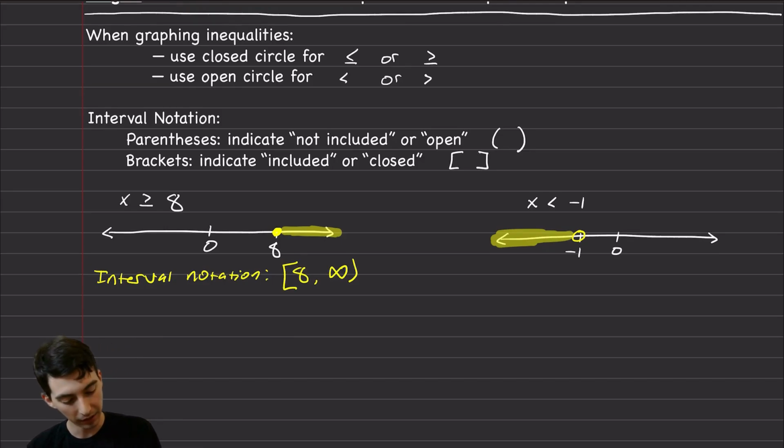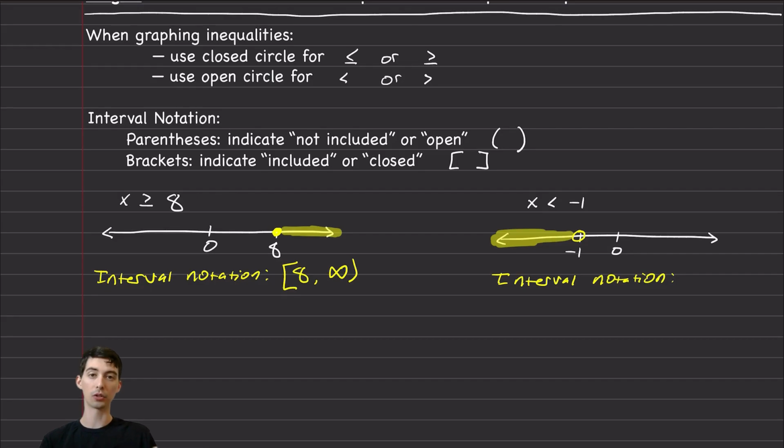Now let's write this in interval notation. If we look to the left, we're going down forever. We're going to the left forever. The way we would write that is going to negative infinity. And then we're stopping at this -1 value. But since that -1 has an open circle and it's not included in our set, we're going to use another parenthesis around -1.